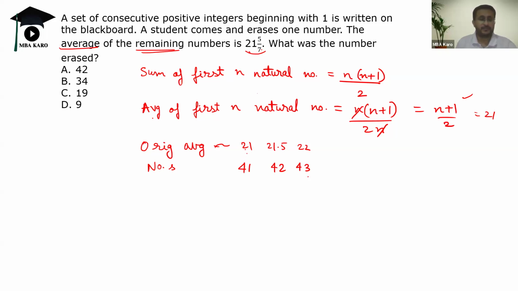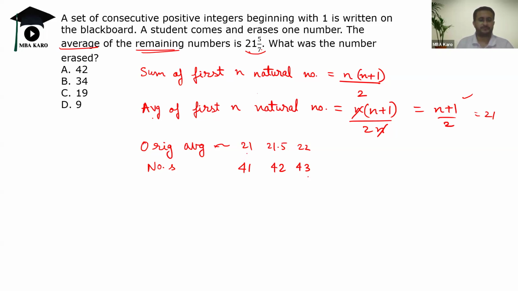If you take 41 numbers, the average will be 21. Got it? Now, how to decide which number we should take? First of all, we take a guess. Guess means we take an approximate average.